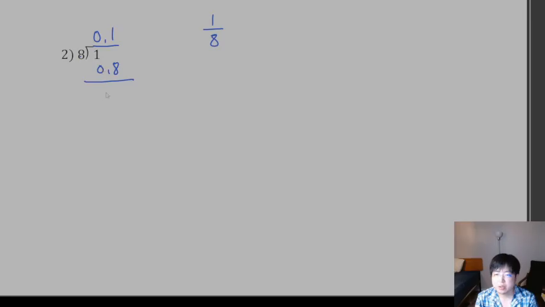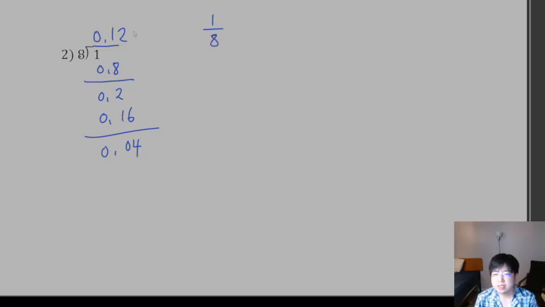1 minus 0.8 is 0.2. So now I'm going to use the hundredths digit. If I put 1 in the hundredths digit, that's going to be 0.08, which is less than 0.2, but we can do better than that by assigning 2 here. Then 0.02 times 8 is 0.16. Then 0.2 minus 0.16 is 0.04.